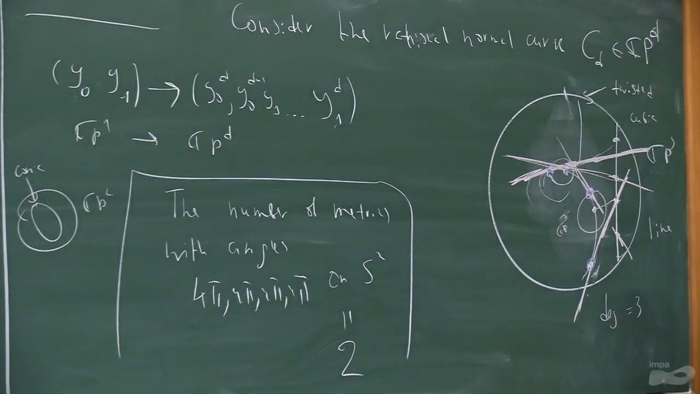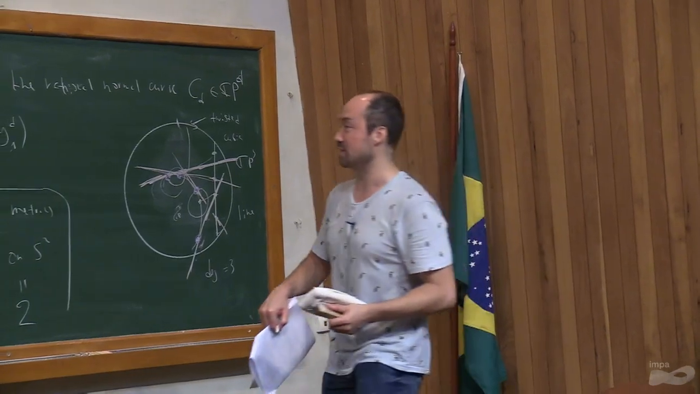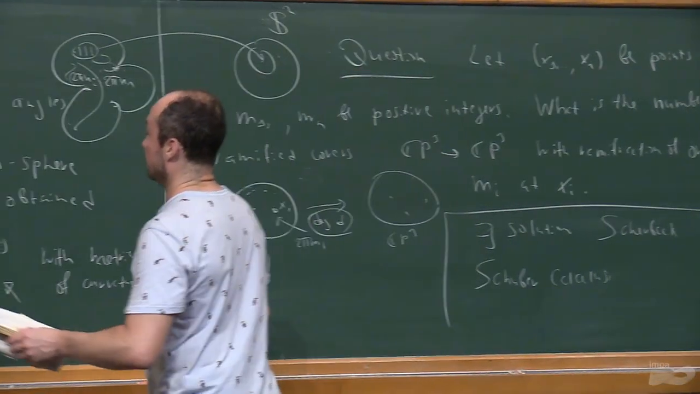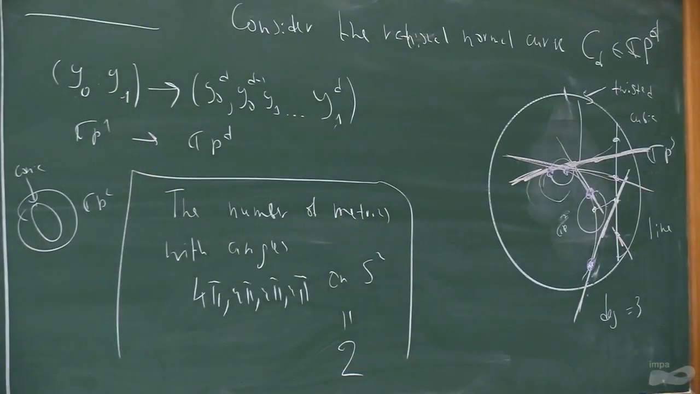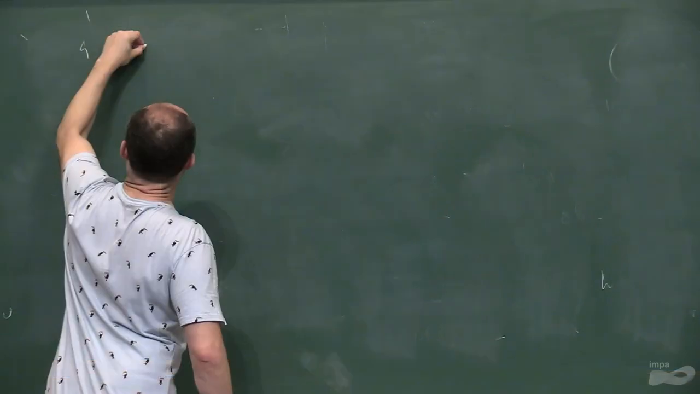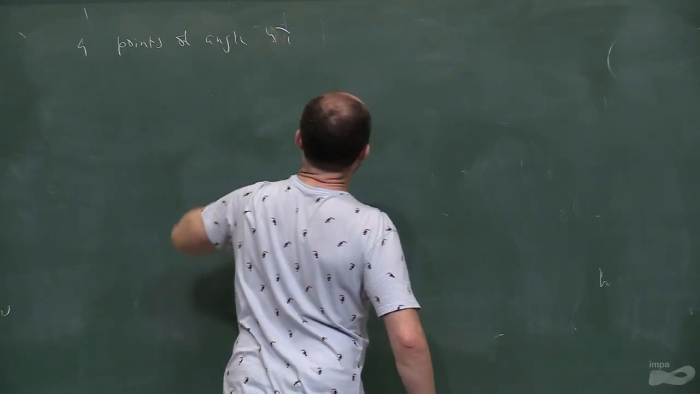I will do one more thing. I will draw to you a picture which shows this number two in a different way, so that you will see it not from this kind of algebraic geometry, but from a different perspective. So how to see that there are two metrics which are really different? So you see, again, I want four points of angle 4 pi. So how to do this?